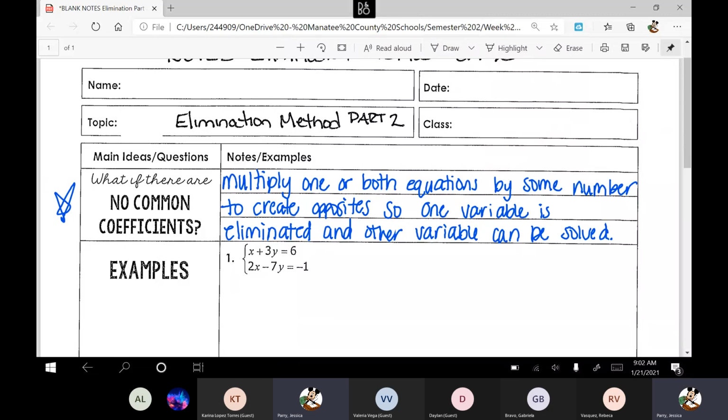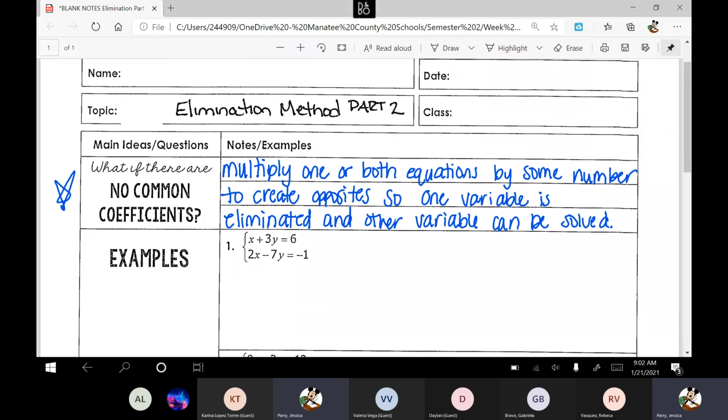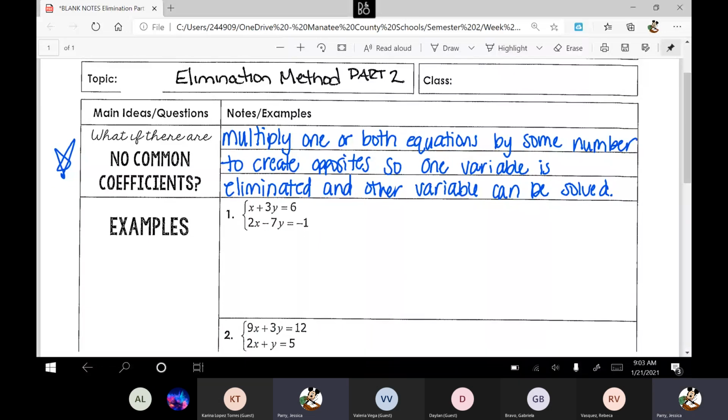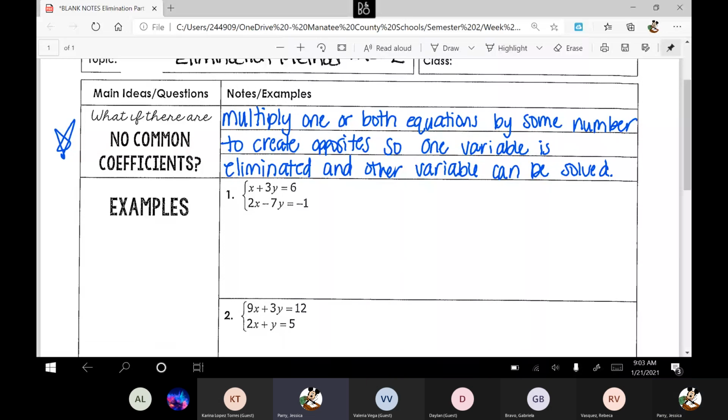This time, instead of multiplying by -1, we're going to multiply by another number like 2, 3, 4, 5, 6, some other number that's not 1. So it's going to be a little bit more work in the beginning. But once you do that first step, from there, you just solve your problem just like we did on the last set of notes and assignment. So we have 5 examples on here. We're going to go through them all together.